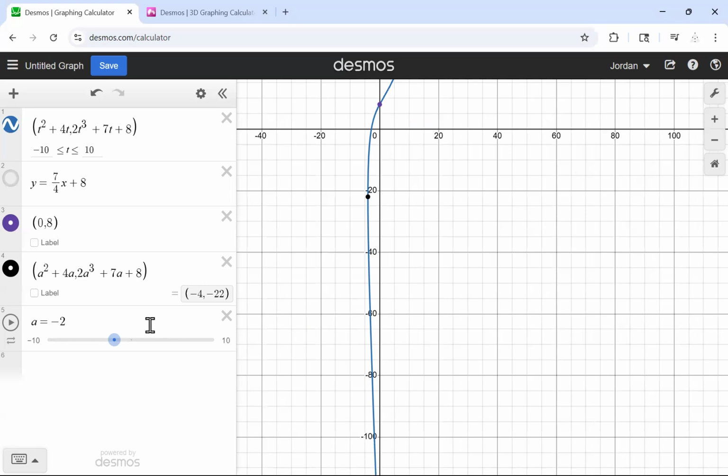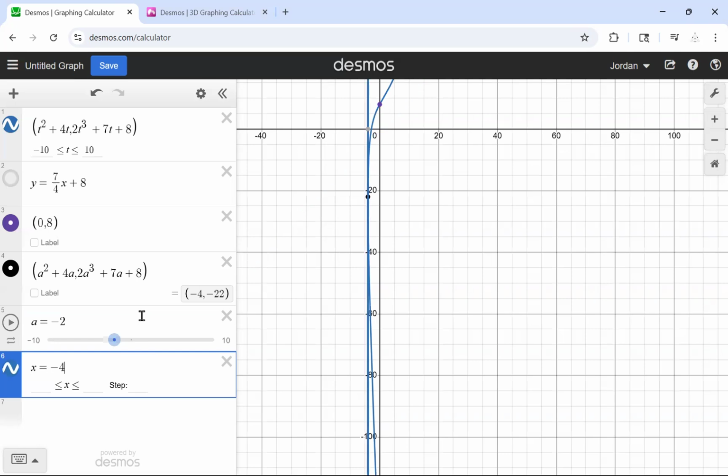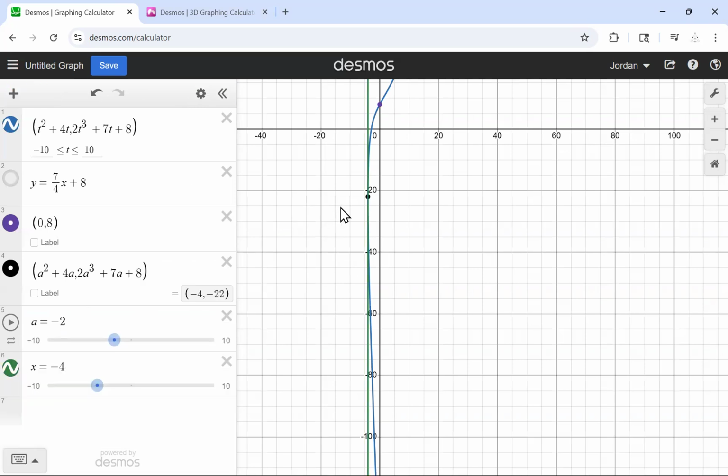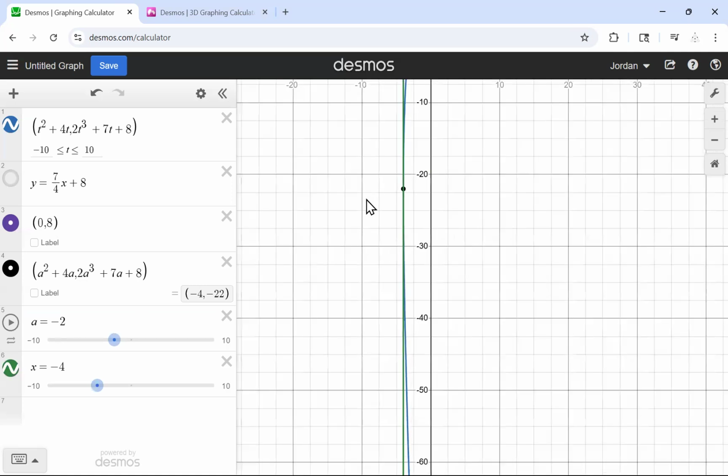So the reason you can't plug that in is that at this particular point, that's the point you get when you plug in a t of -2. At that particular point, we have a vertical tangent line. X equals -4 is the tangent line in that scenario. So x equals -4, this vertical tangent line happens.